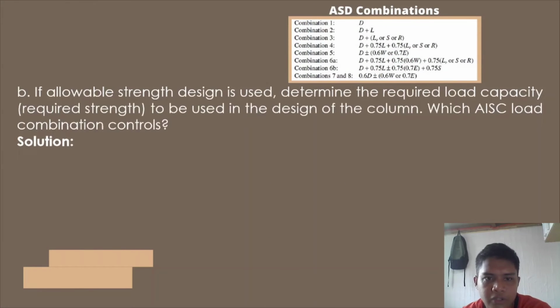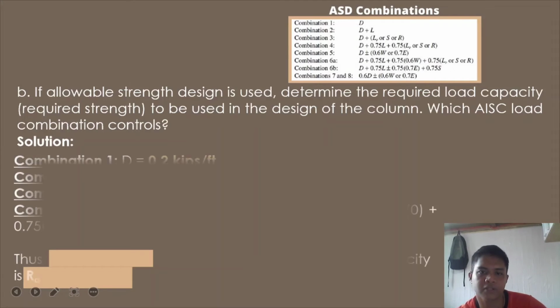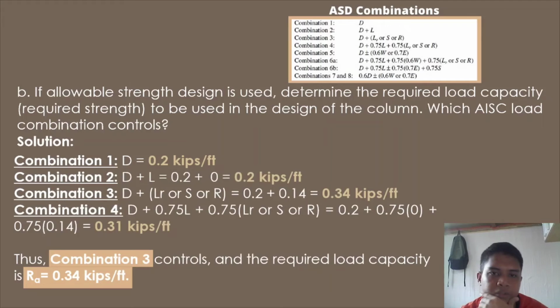Next question, if allowable strength design is used, ASD combination to, determine the required load capacity to be used in the design of the column, which AISC load combination controls. Solution. So, wala tayong wind and earthquake. Pwede natin itong alisin. So, 5. Okay pa rin yung 5. 1 to 4 lang combination na pwede natin gamitin. Okay, ganun pa rin. Substitute. And then, simple algebra. Pinakamataas natin ngayon is combination 3. So, ang concluded answer natin is combination 3 controls. And the required load capacity is 0.34 kips per feet.